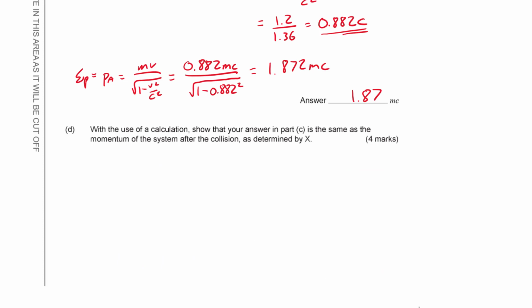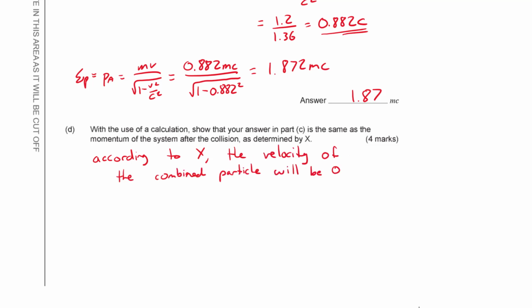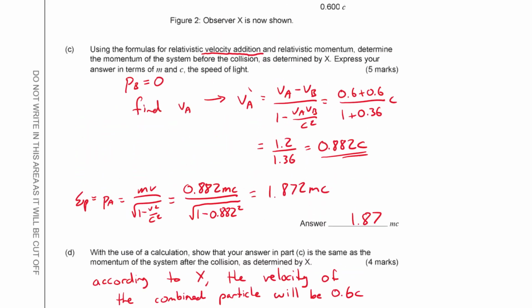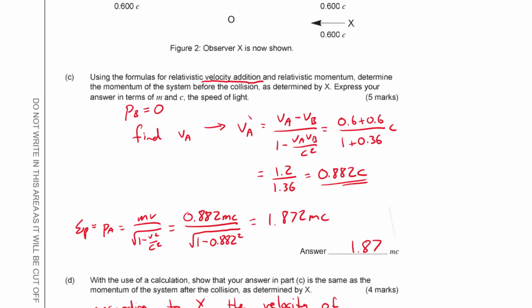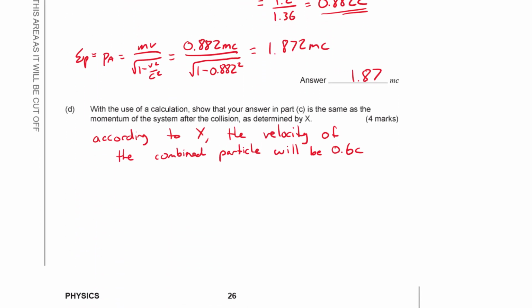So now with part D, what it wants me to do is to work out what the momentum of the system after the collision will be. So I'll start by just making sure that we understand that according to X, the velocity of the combined particle will be 0.6c. Because if we have a look at this diagram, this particle up here is moving in. Now X is moving with the particle, but once they collide, they're both going to be here while X continues to move. So after the collision, the velocity of the combined particle is going to be 0.6c, or 0.6 to the right.